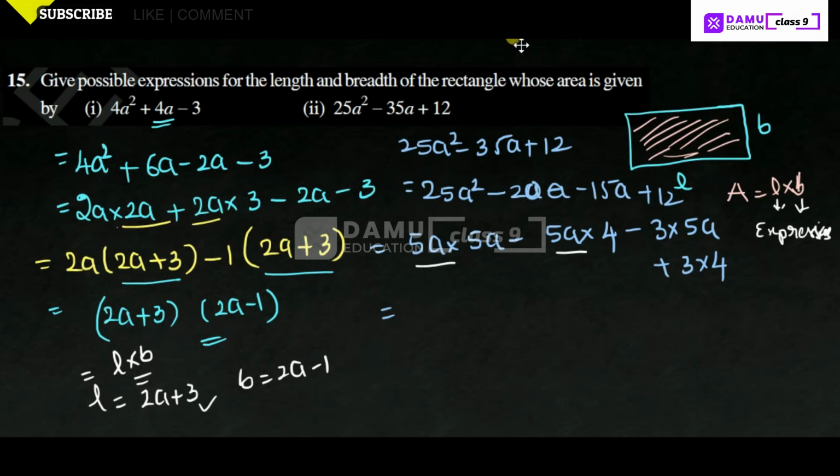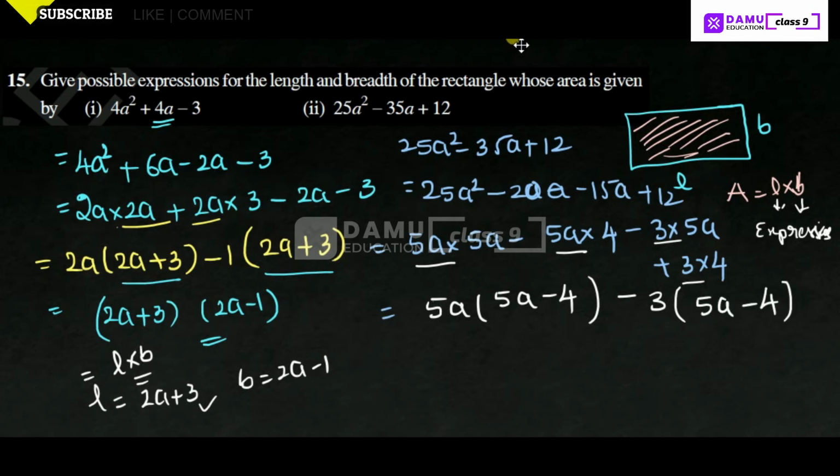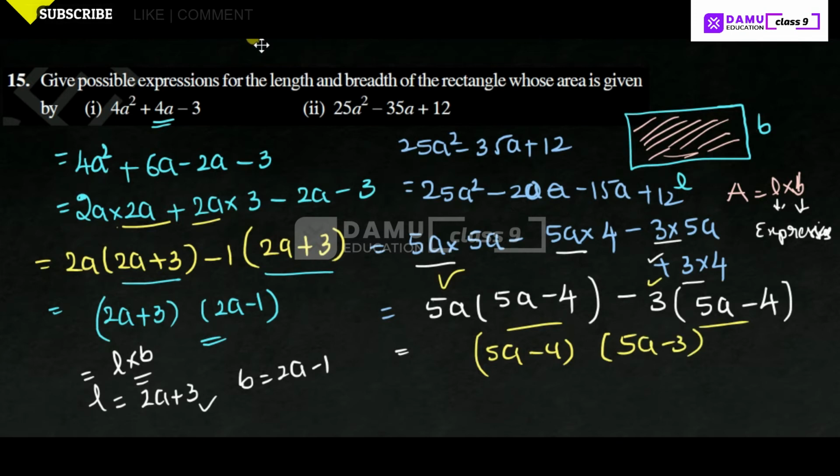So here 5a, 5a, but you should get common terms here. 5a, 5a is common. Let's take 5a outside. Then what is the remaining one? 5a minus 4. Here, what can you take common? Minus 3, 3 is there, for that minus 3. So 5a minus 4, why? Because here minus into minus will become plus. So 5a minus 4 is common. Let's take it outside: 5a minus 4 into, what is this? 5a minus 3.